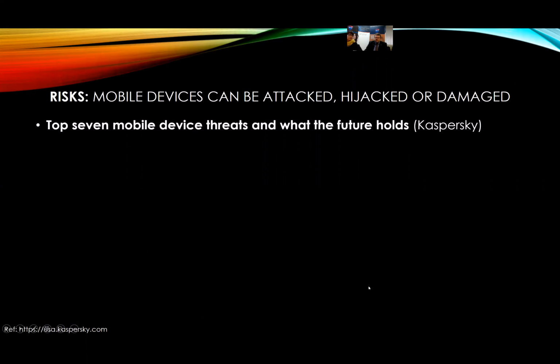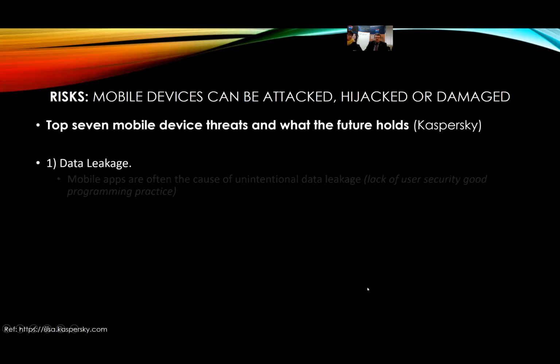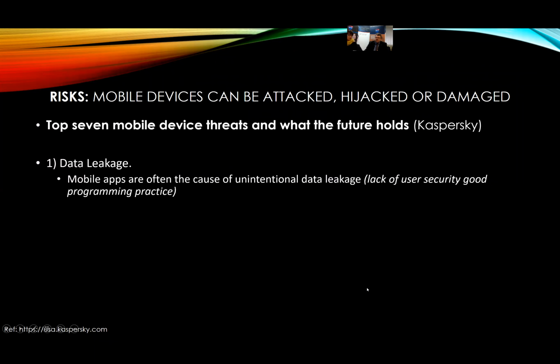So, further in risks, mobile devices themselves. Here are a few threats as delineated by a Kaspersky article recently. Data leakage is a concern. Mobile apps are often unintentionally leaking data. They sometimes store data in caches, and there are sometimes issues around programming practices for those apps, so that data is left on the phone or other apps are allowed to access it. That could be an issue for you.